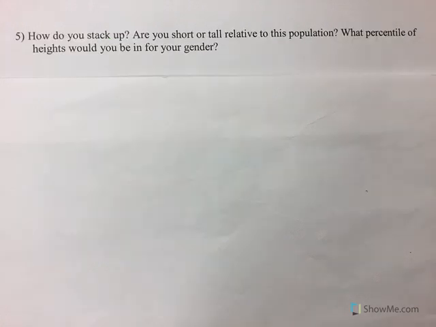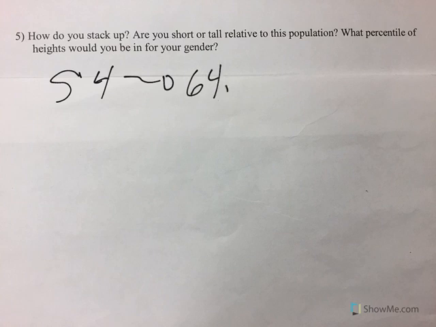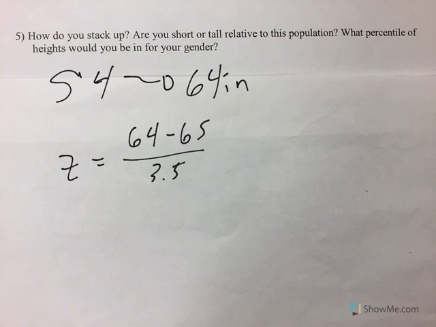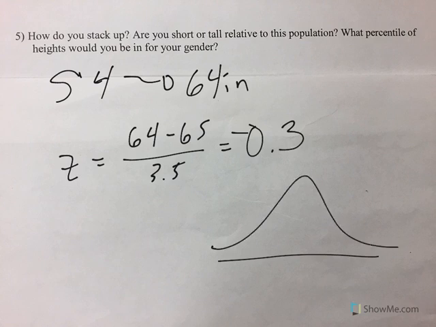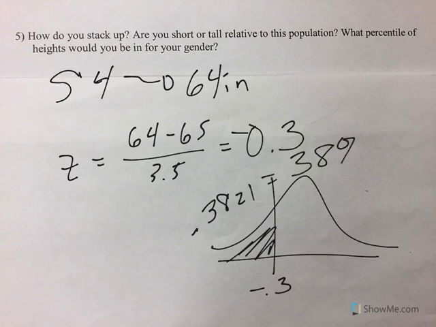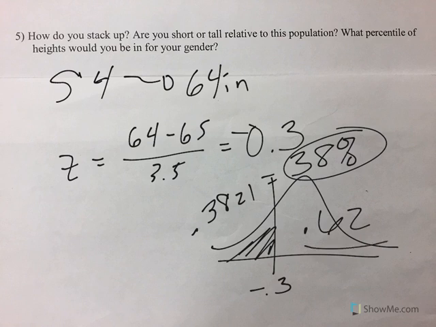Now, how do you stack up? And I don't know how tall you are, but I can tell you that I am 5'4". Unless you look at my driver's license, that I'm 5'5". Shh, don't tell anybody. So 5'4" makes me roughly 64 inches. So my z-score, value minus the mean over the standard deviation, because I am a woman, my z-score is negative 0.3. So if we look at that, here's negative 0.3. Area to the left is roughly 0.3821. As a percent, that's roughly the 38th percentile. That means I am taller than 38% of women, or roughly 62% of women are taller than me, which seems about right. I'm a shorty.